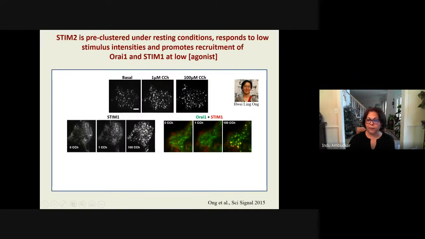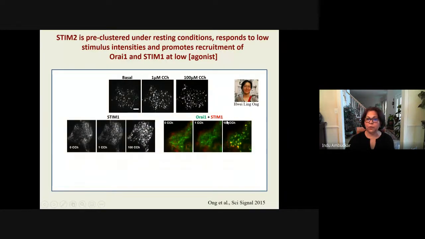At that time, when Wheeling published this paper in 2015, she looked at the responses of these two Stim proteins at different levels of agonist. She used 1 micromolar as a low agonist concentration and 100 as a relatively high agonist concentration. Under basal conditions, Stim2 is already clustered. The clusters increase at low agonist and don't change a whole lot more beyond that at a high agonist, although we know there is a change in intensity between 1 and 100 micromolar. On the other hand, if you look at Stim1, we hardly see any response at the low agonist concentration, but it responds very robustly at the high agonist concentration.